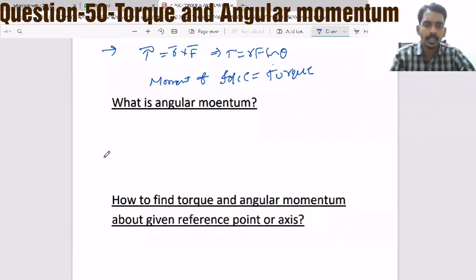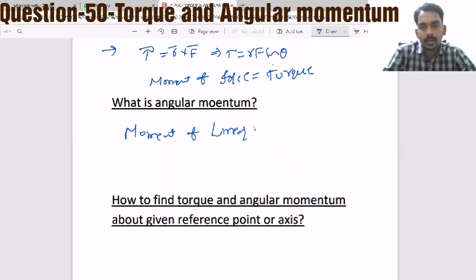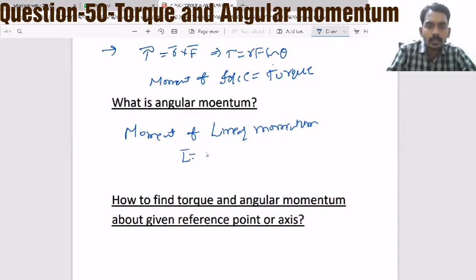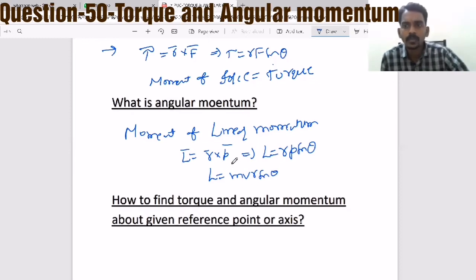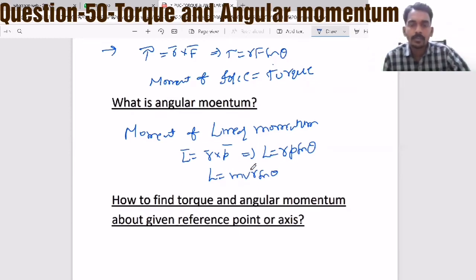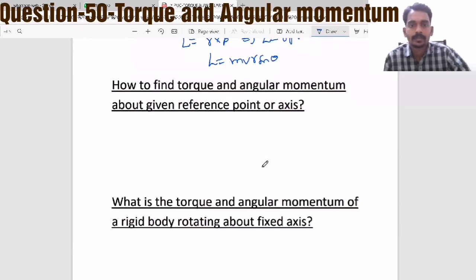Now in a similar way we can also define angular momentum, that is, moment of linear momentum. That is L bar equal to r bar cross p bar, so that the magnitude is rp sin theta, or L equal to mvr sin theta, because linear momentum equals mass into velocity. So this is the definition of torque and angular momentum.